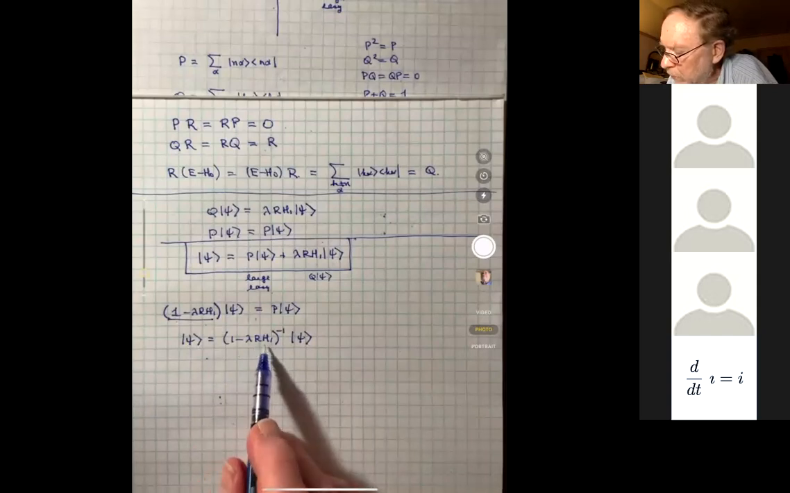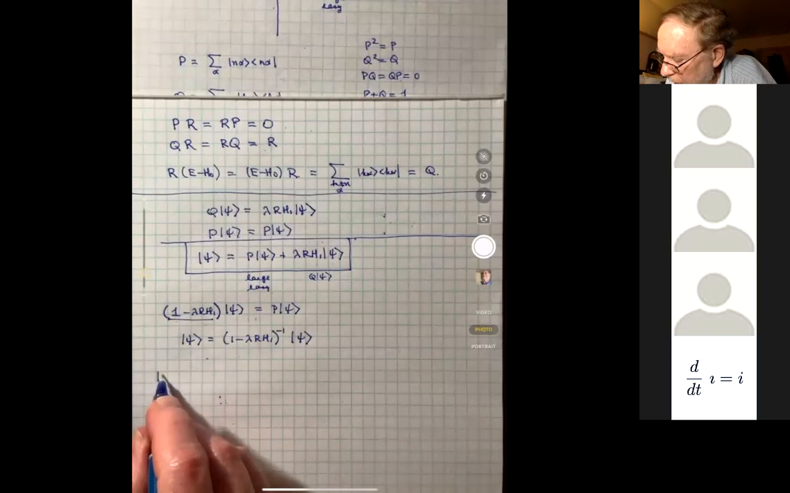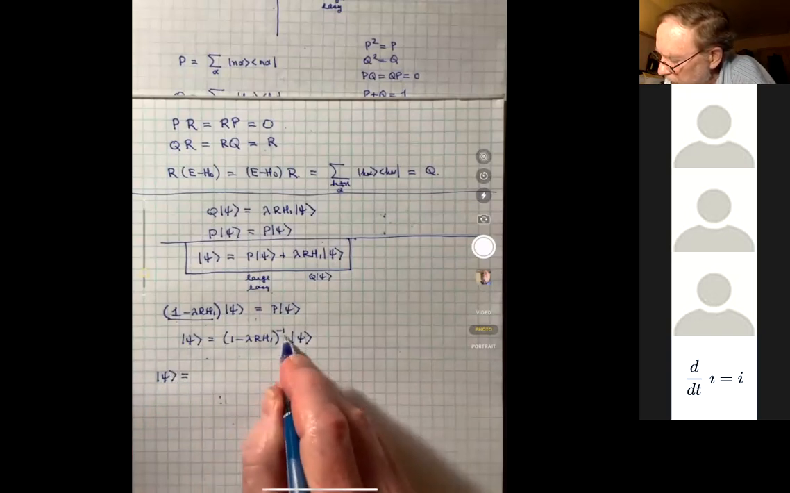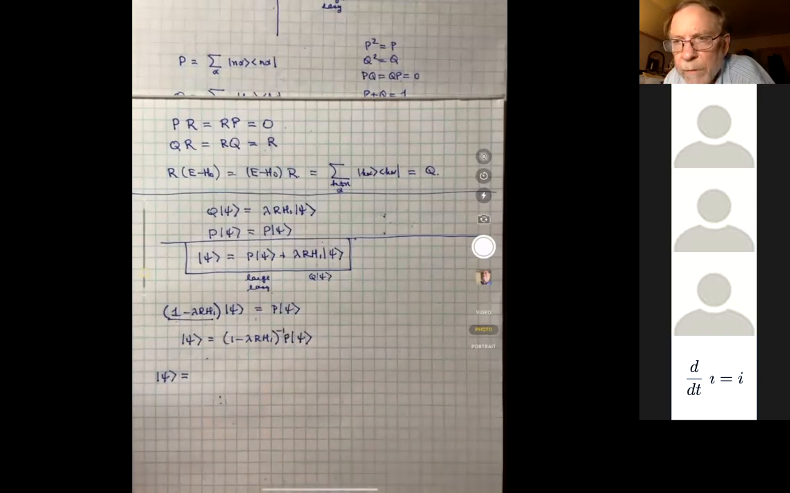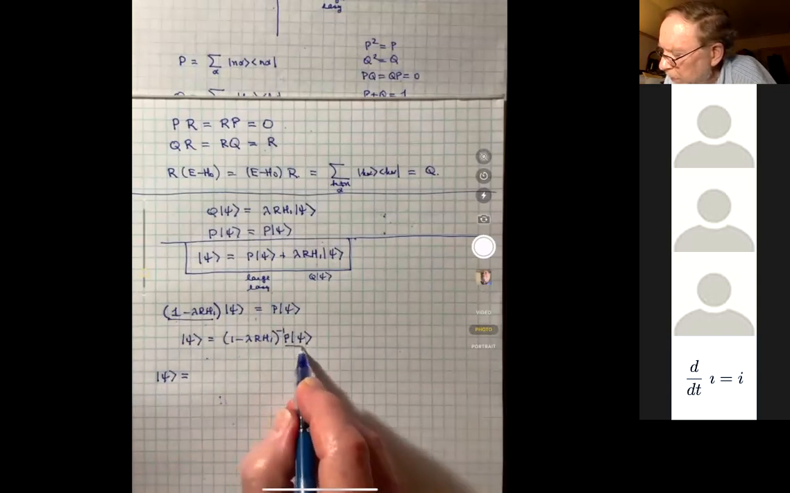So if we think of this lambda R H1 term as a small correction, we can expand this effectively in a Taylor series in operators. And what we get is that psi is equal to, oh, this should have been P psi right there. Yes, question. Never mind. Good, thank you. You would have caught my error. So remember that P psi is the easy part.